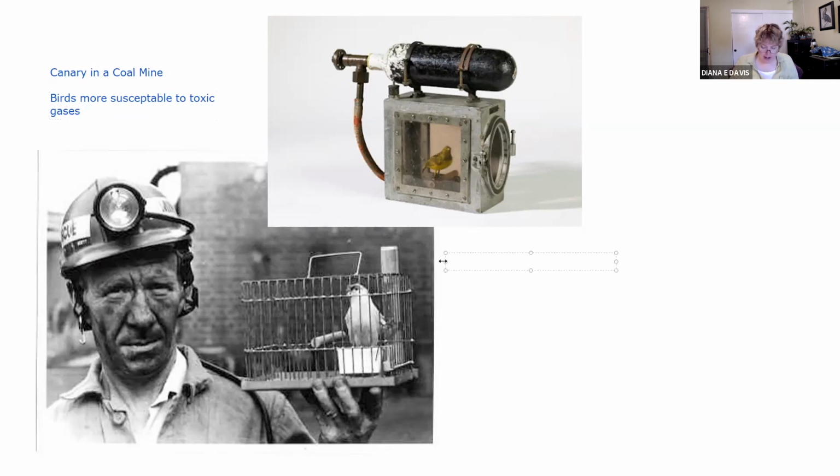And I'm really talking about this because a lot of things that we use in our household can get into the air inside buildings and be toxic to birds. Some cleaning products have things that can get into the air and make your bird sick. Things that have a lot of fragrance.